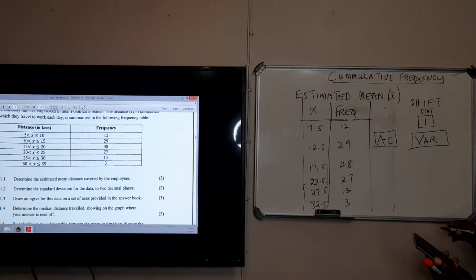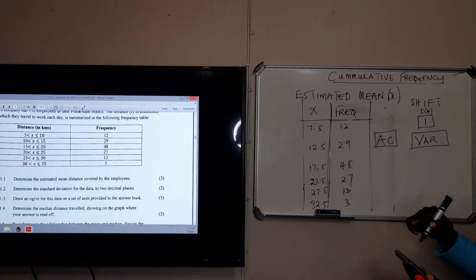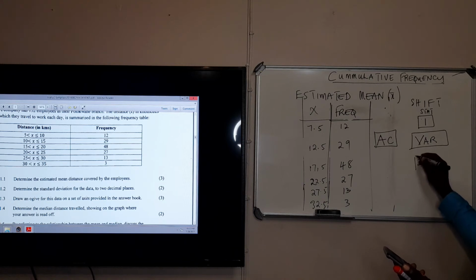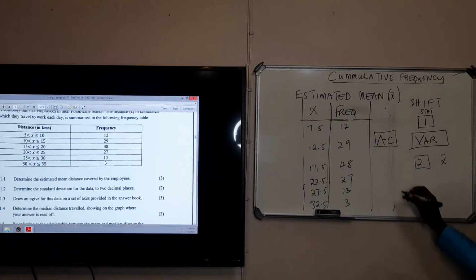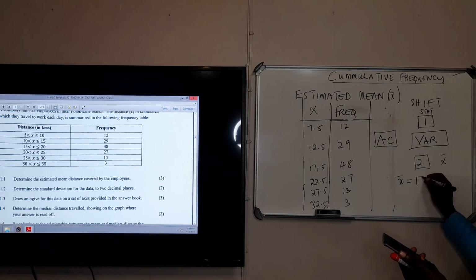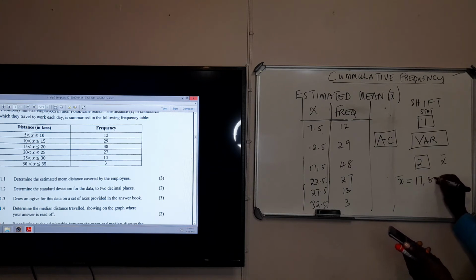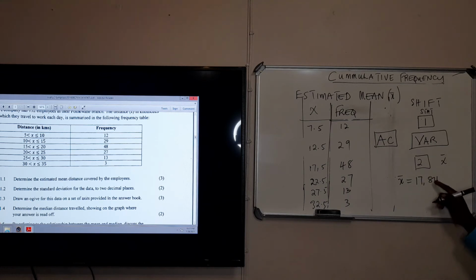And then now we are calculating mean, which is option number 2, X bar. So when you choose it, you press 2, and then you press the equal sign. And our mean, therefore, our X bar is equal to 17,84. You leave it to 2 decimal places, 17,84. So that is how we calculate our mean distance covered by the employees.